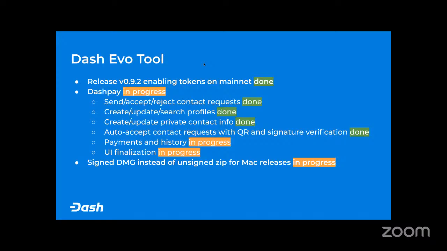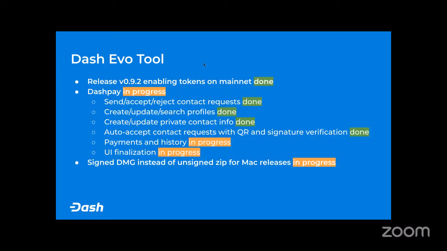But the majority of my time has been spent building Dash Pay in Dash Evo tool, and it's pretty much finished except for the payment stuff. We need to integrate SPV into Dash Evo tool first. But everything else is done. The stuff for contact requests: sending, accepting, rejecting.